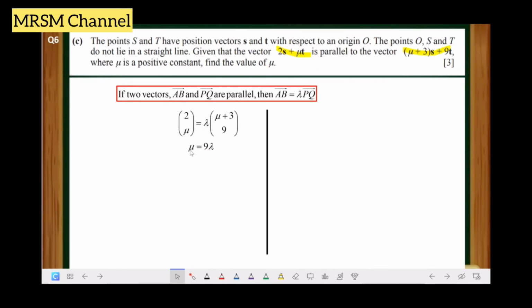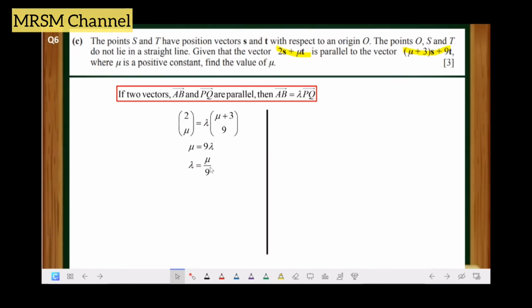Alright, so take this one. Mu is equal to 9 lambda. You compare this one, the bottom one. Okay, write the bottom equation. The question asks you to find mu. It does not ask you to find lambda. Okay, so from here, we take lambda is equal to mu over 9. Okay, lambda will become mu over 9.